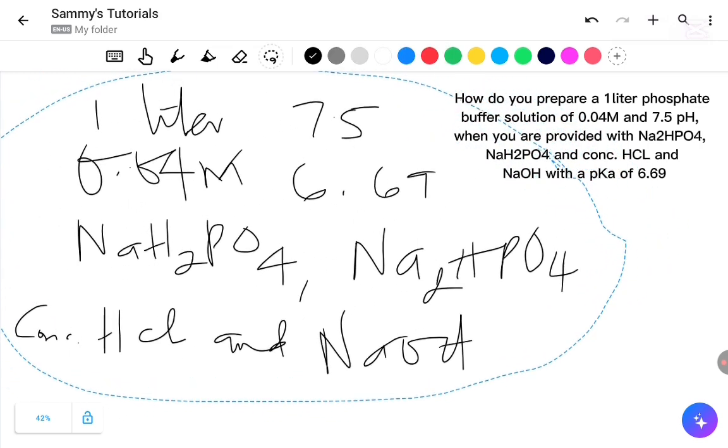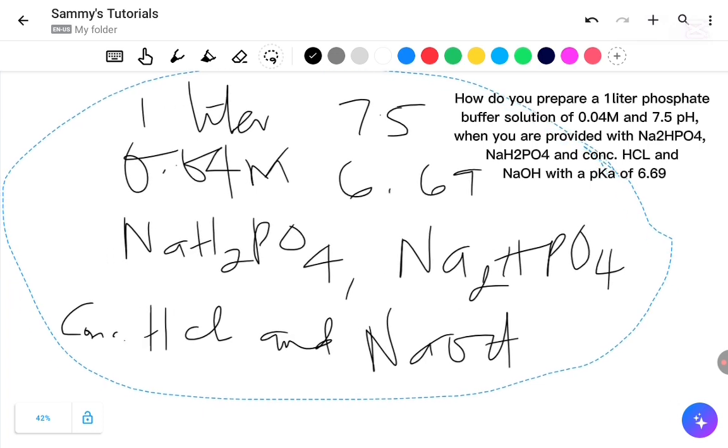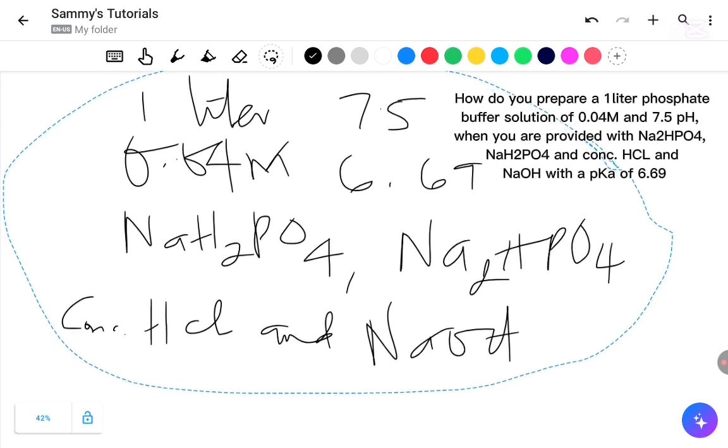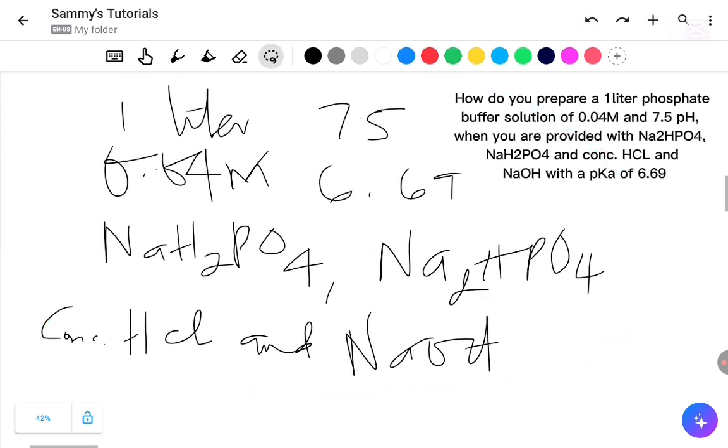So these are the parameters. First of all, in your exam, you need to write down the parameters, and then you use them to solve. You can see your pH already. So let's proceed with the calculation.